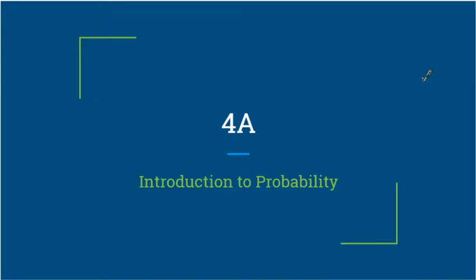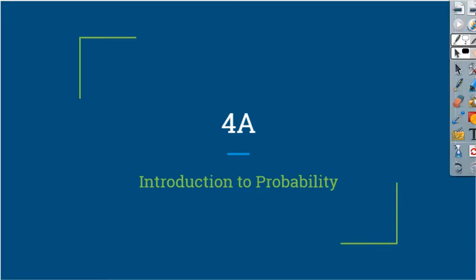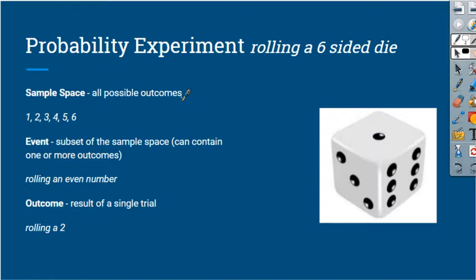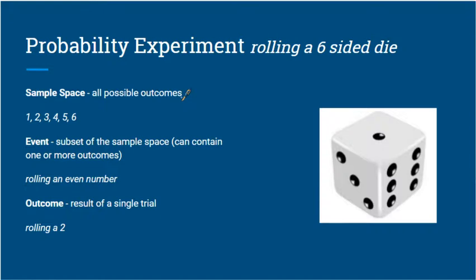4A is just going to be a little introduction to probability and a review of some concepts that you have studied in previous math classes. Okay, so as an example for all of these, we're going to look at rolling a regular six-sided die. So it has numbers from 1 through 6.